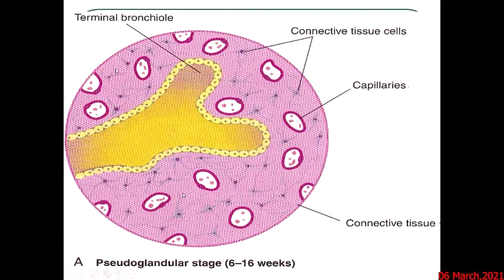This looks like a glandular model, because it seems like a duct. It seems like a duct, and the tissue seems like acini or something like that. That's why this is the pseudoglandular period. It is from 5 to 6 weeks to 16 weeks.